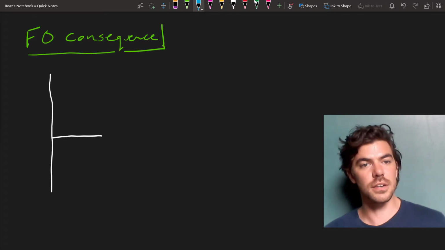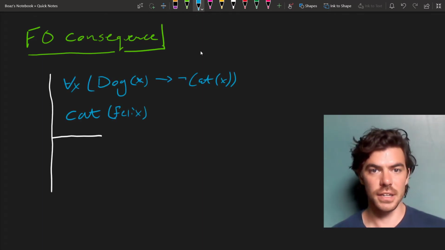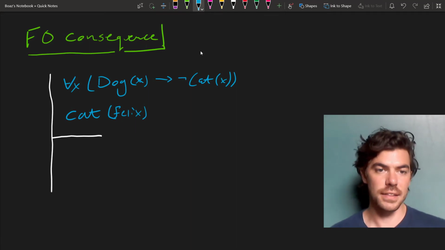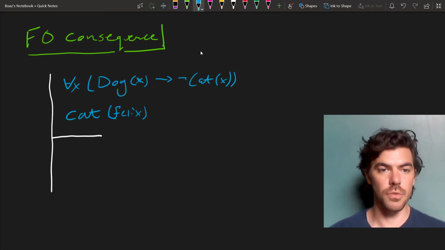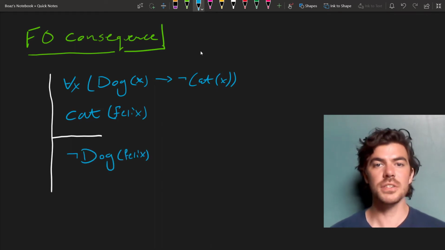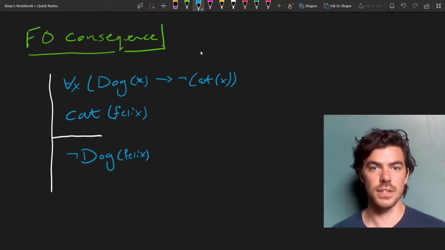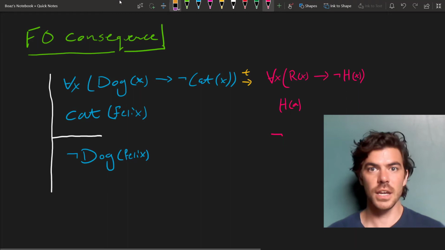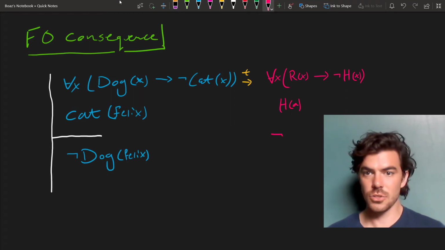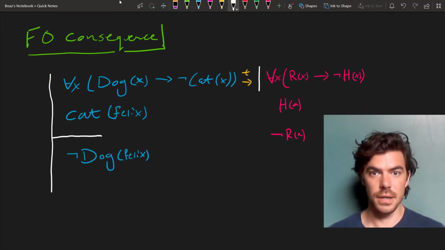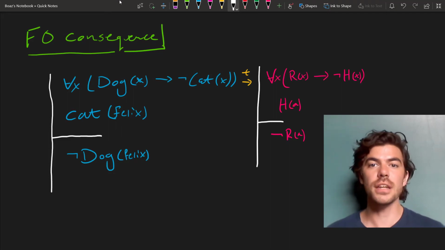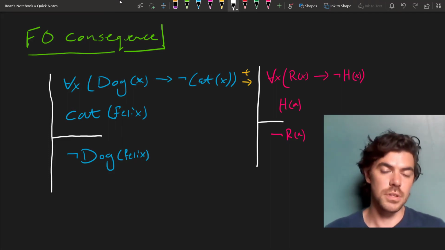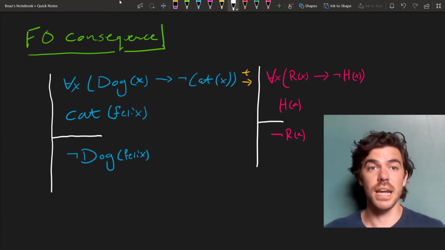So for instance, consider the following argument. Everything is such that if it's a dog, then it's not a cat, and Felix is a cat. These are our premises. And from these we can derive Felix is not a dog. But is this an FO consequence? Well, let's try translating it. This first premise translates to, for every x, if it's r, then it's not h. And the second will translate as a is an h. And so from this, it quite obviously follows that a is not an r. And this argument is valid. The point then is that we've translated this without paying any respect to the meanings of the names or predicates to produce another valid argument, and that's what FO consequence is. So that's how we can prove FO consequence.